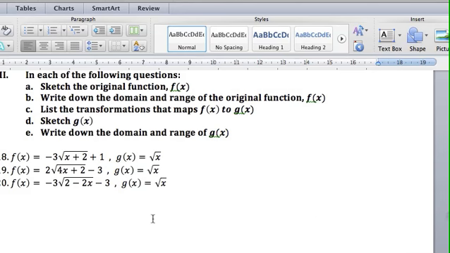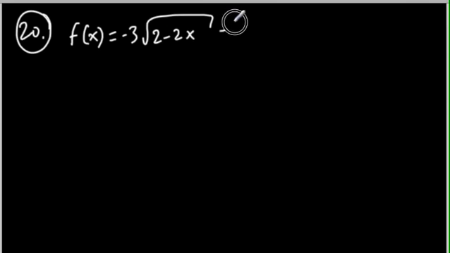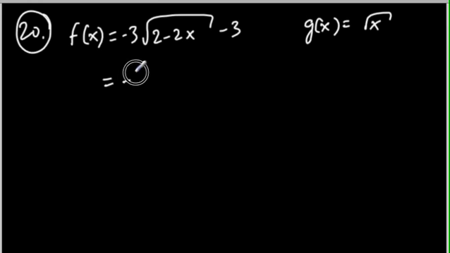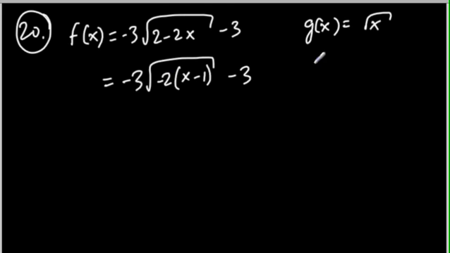And finally, number 20. Let's look at number 20. f of x is negative 3 square root of 2 minus 2x, minus 3. And g of x is the square root of x. So always factor the argument, so we get negative 2 times (x minus 1), because negative 2 times negative 1 is 2, minus 3, and we're going here.